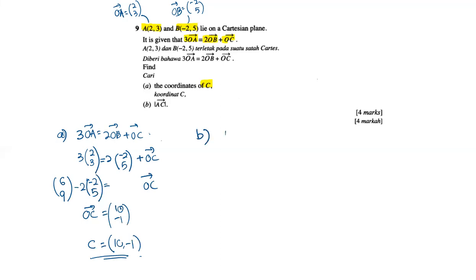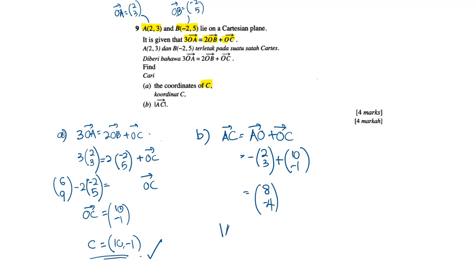Magnitude AC. First, before we find the magnitude, we need to find the vector AC first. AO plus OC. Now you must make sure that your OC, the coordinate C, is correct over here. If not, then both parts will be wrong. Okay. AO is negative OA, 2, 3. Straight away I'll write this. OC is 10, -1. So 8 and -4.